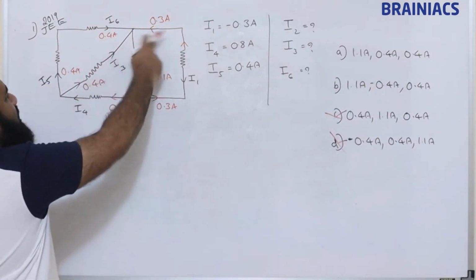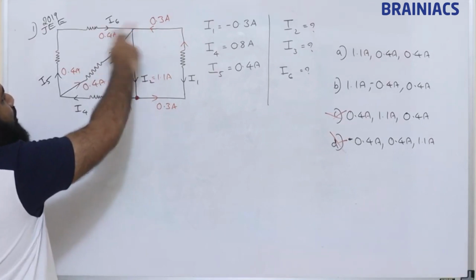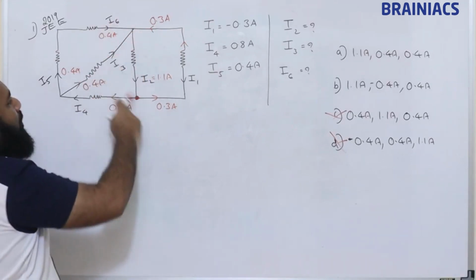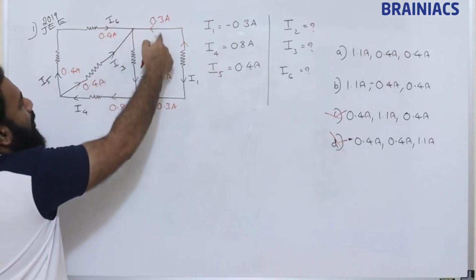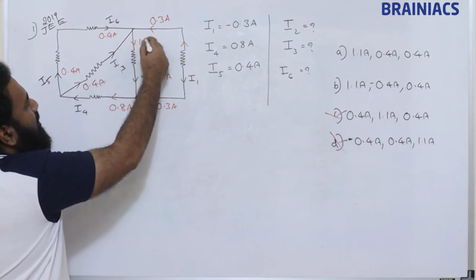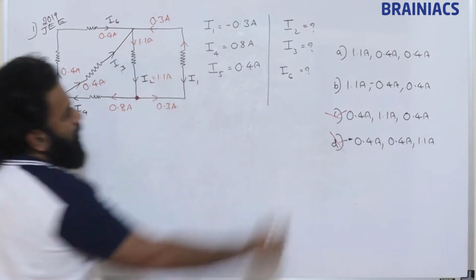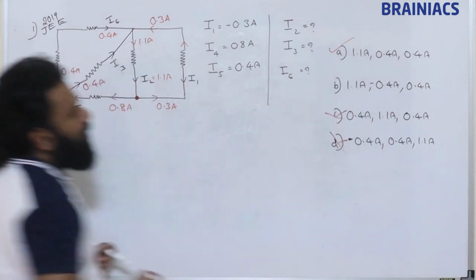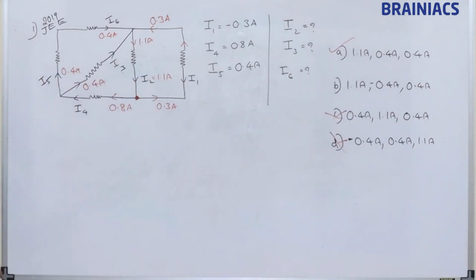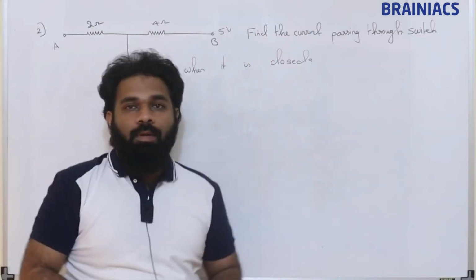So 0.4 is coming, 0.3 is coming, 0.4. So 0.4 plus 0.4 is 0.8. 0.8 plus 0.3, definitely this is going to be 1.1 ampere. So without any doubt, we will be able to answer as option A. Clear, all of you? Hope you also got the same answer.